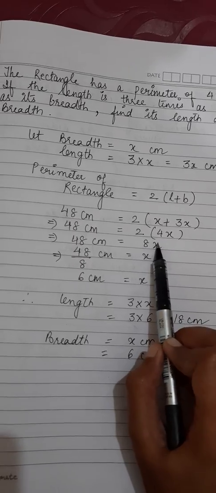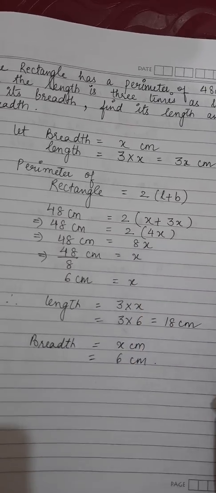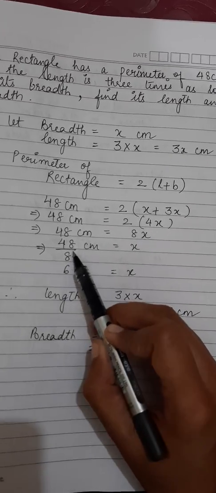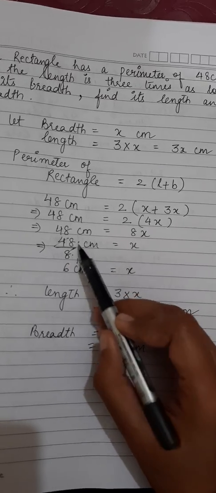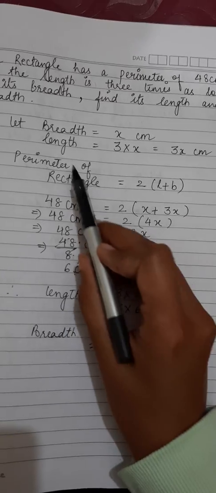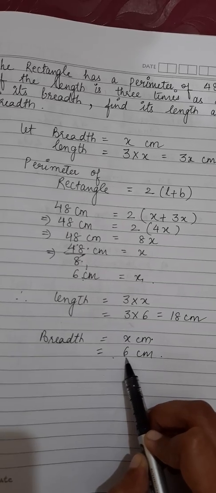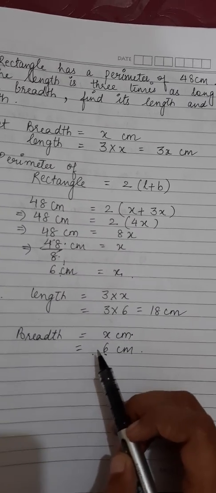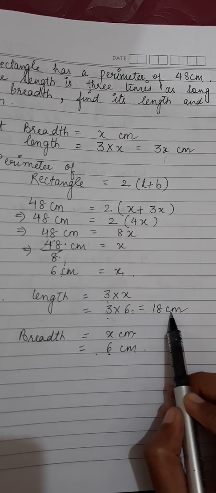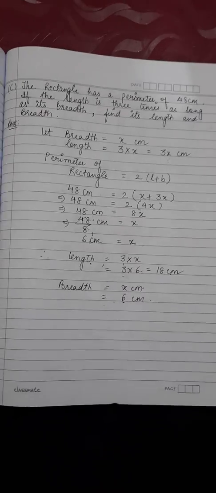We all have done this in algebraic expressions. Now 8 is in multiply with x, so I'm going to take 8 to the other side in divide. 8 1s are 8, 6 are 48. So the value of x will be 6. x is the breadth, so the breadth is 6 centimeters. And you have to find the length also. Length means 3x, 3 into 6. 6 3s are 18 centimeters. And this is the value of the length and breadth of this question. This is the C part.